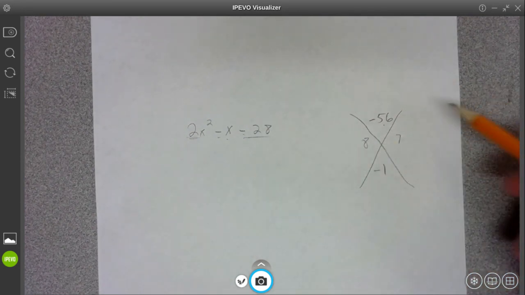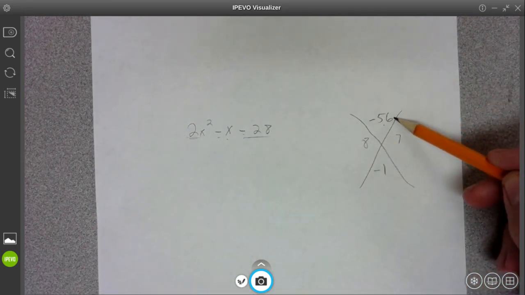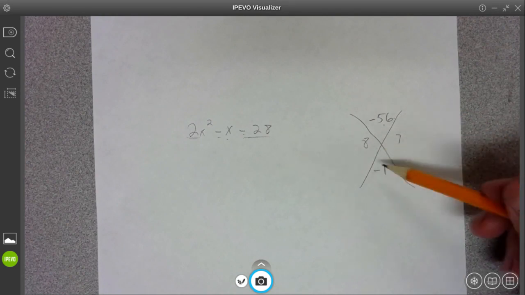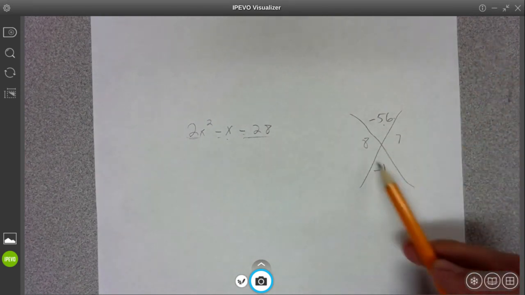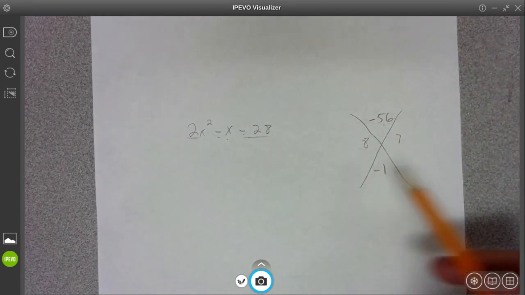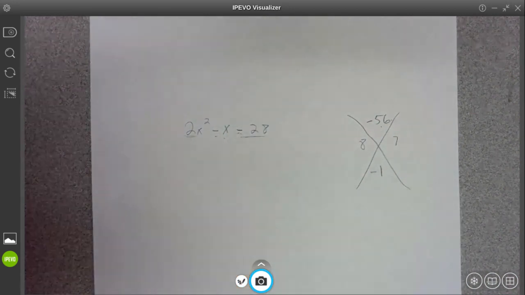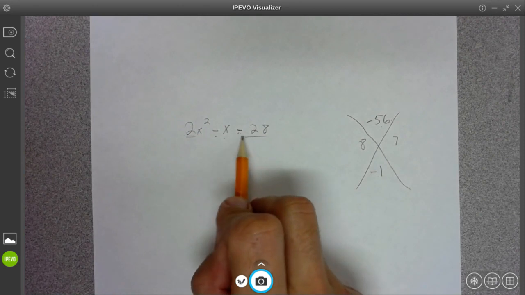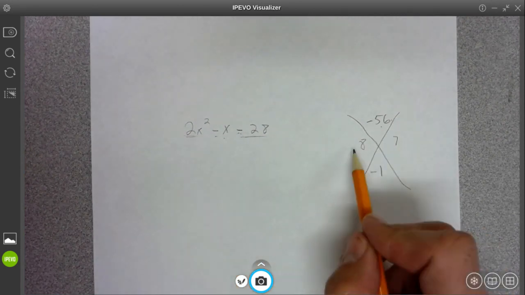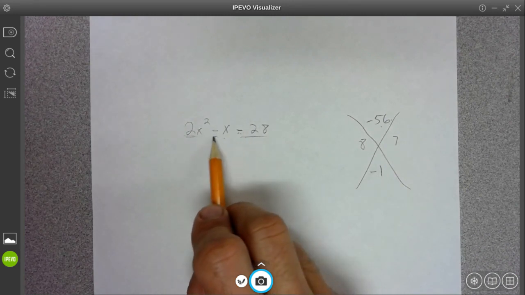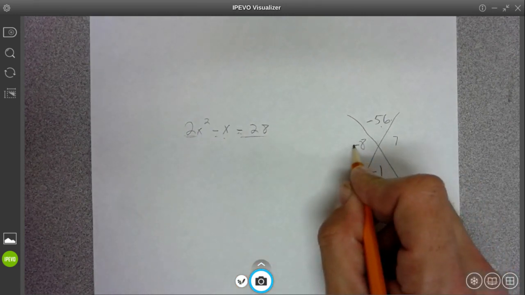All right. Your options were 1 and 56, 2 and 28, 4 and 14, and then 7 and 8. So you get through them pretty quick. But 7 and 8, they subtract to give you 1. Okay, we know it's subtract because of that sign right there. That also means that they're different signs. So one's plus, one's minus. And the bigger number has to be negative. So it's a -8.